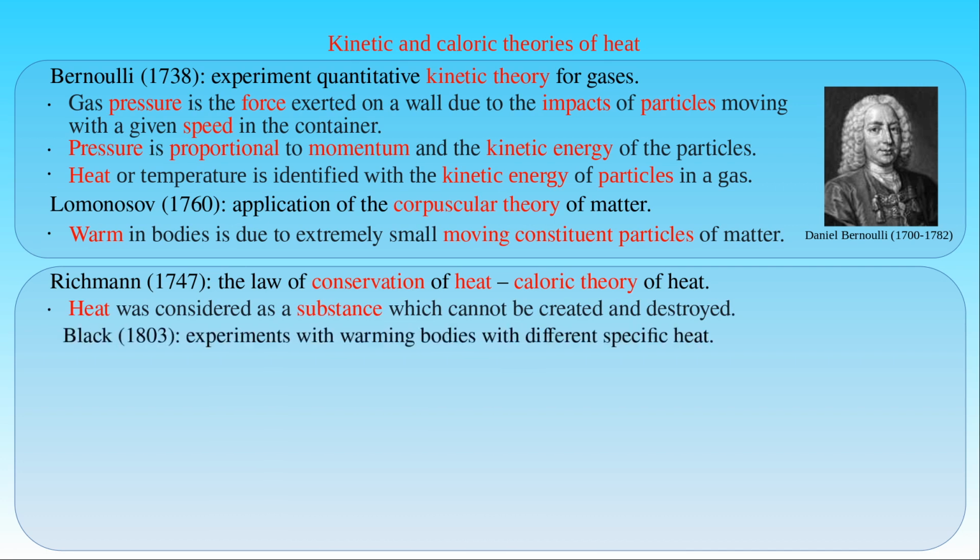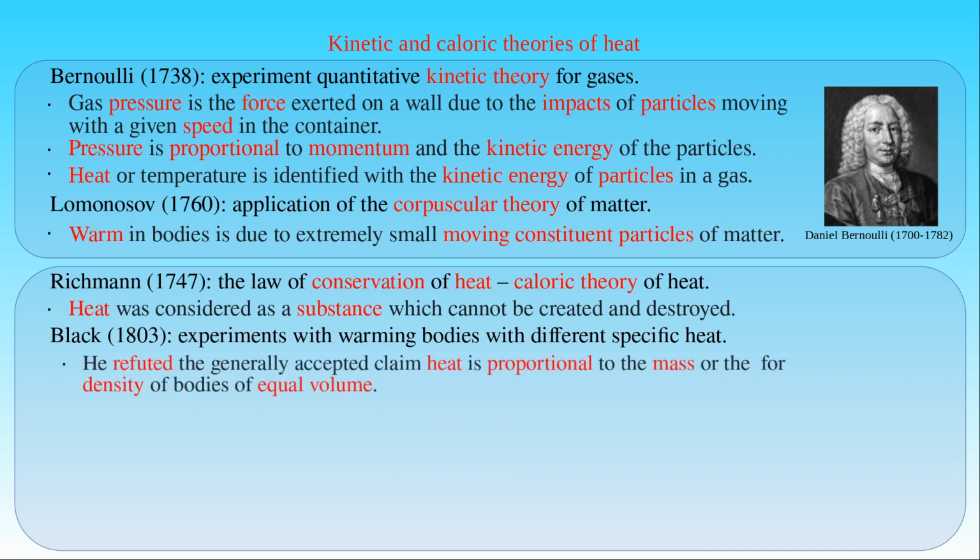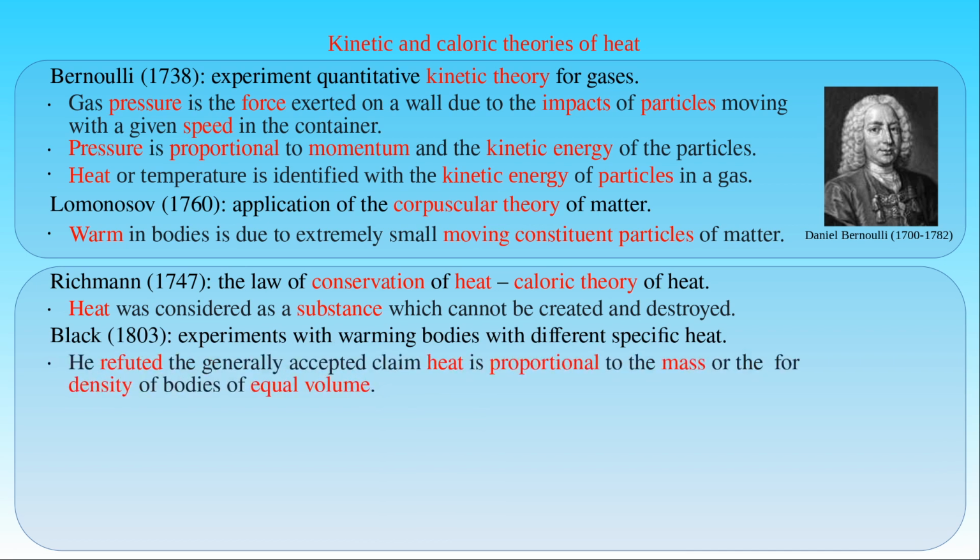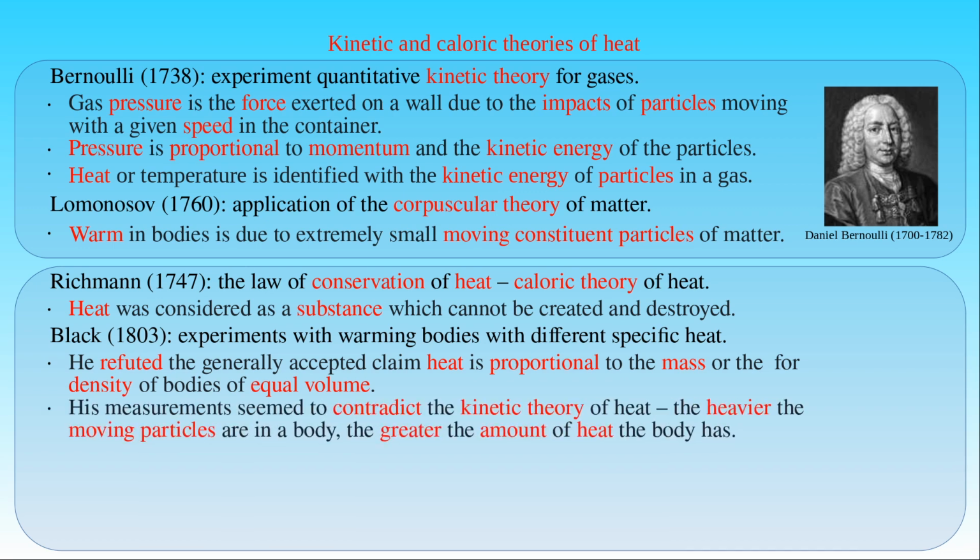When Black introduced the concept of specific heat in the interpretation of his experiments performed in 1803, he also refuted the generally accepted claim that heat is proportional to the mass for bodies of equal volume, in other words, to their density. Black was convinced that his measurements contradicted the kinetic theory of heat, which would imply that the more or the heavier the moving particles are in a body, the greater the amount of heat the body has.